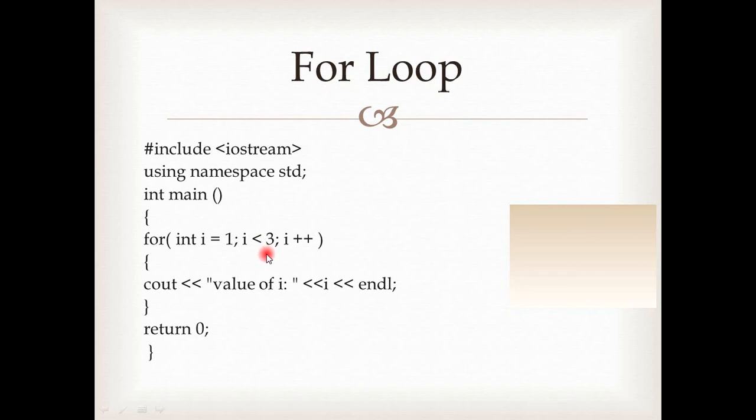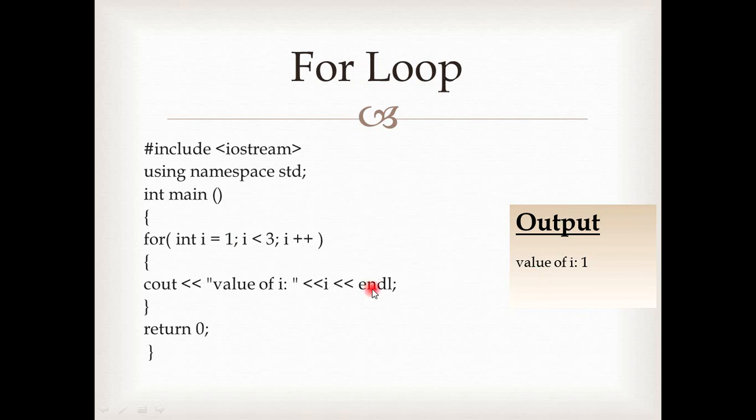Now based on the flow chart, the condition is satisfied, right? 1 is less than 3. Now where does it go? If the condition is satisfied, it automatically gets inside the loop. Now what will be the output? You can see "value of i" will be printed as such because it is within the double quotes. Now you have written i, which means the value of i will be printed. What is the value of i? It is 1. So 1 will be printed.